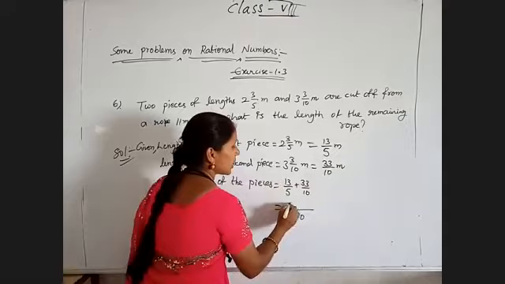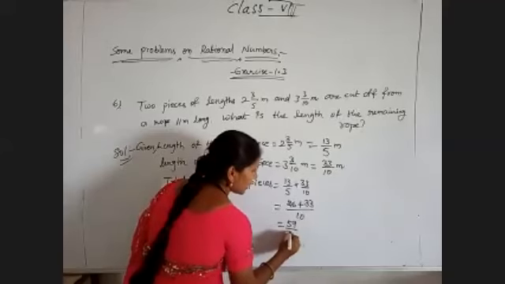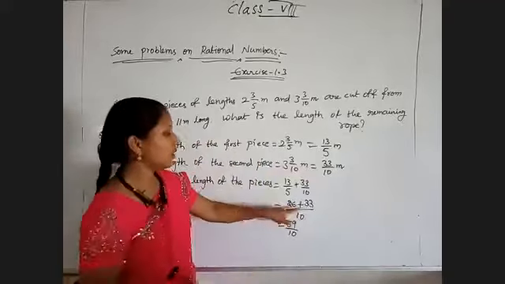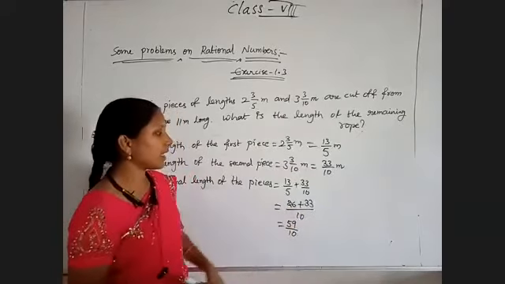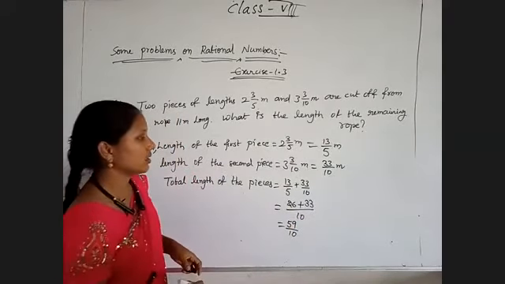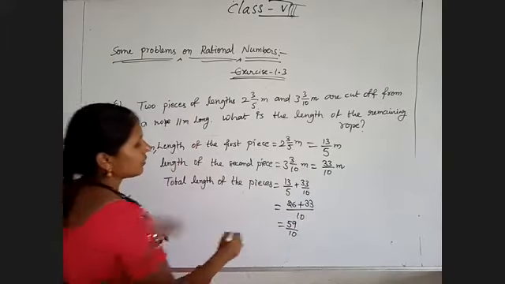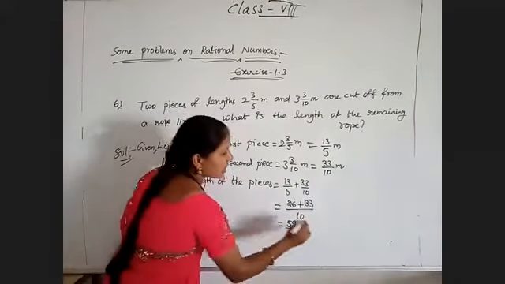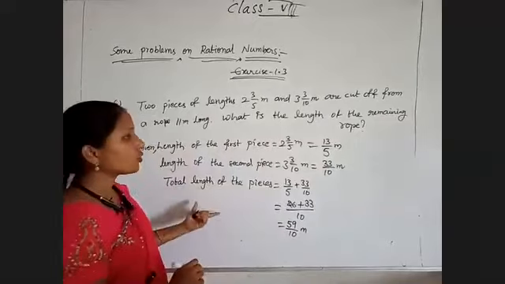So no need to multiply anything. 39/10. Okay, 6 plus 3 is 9. 59/10 meters. This is the length of the 2 pieces.